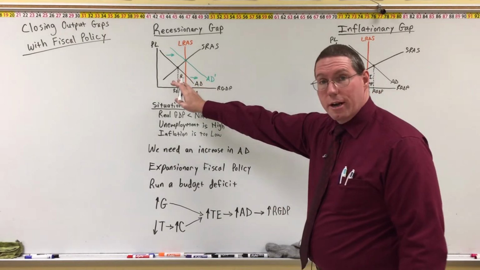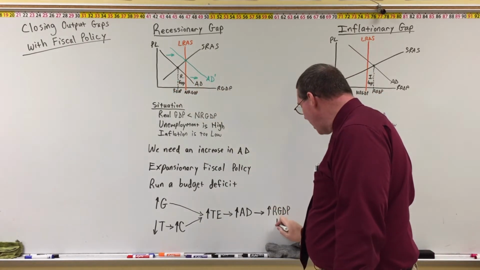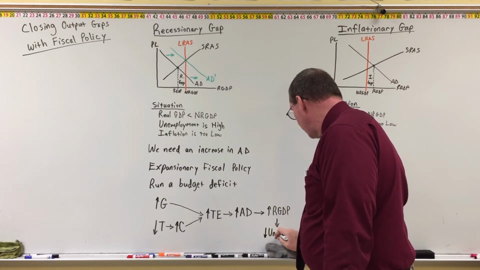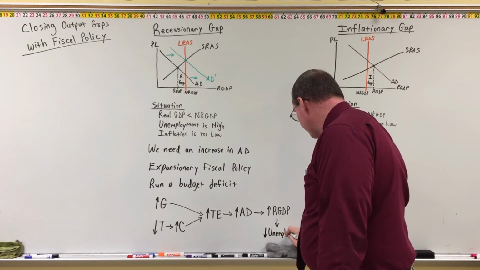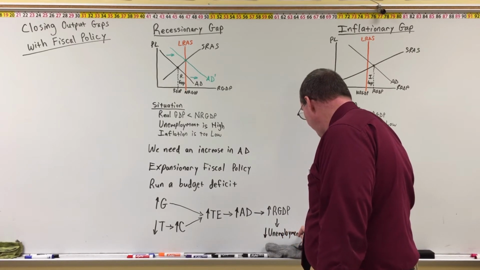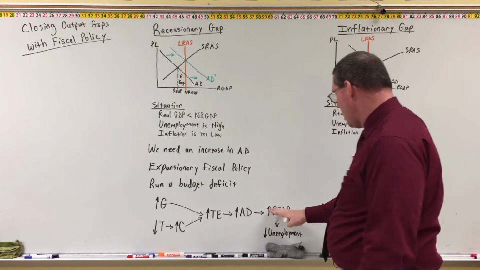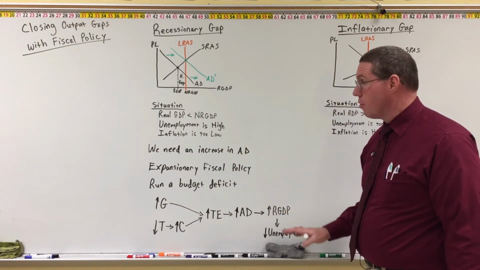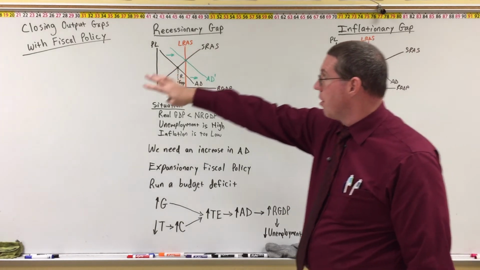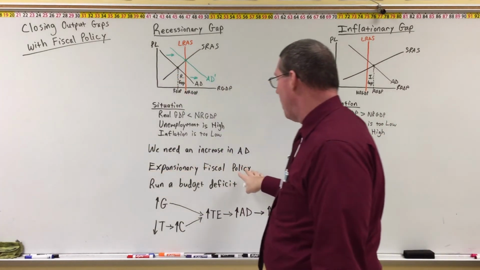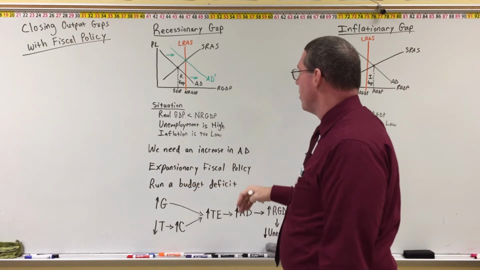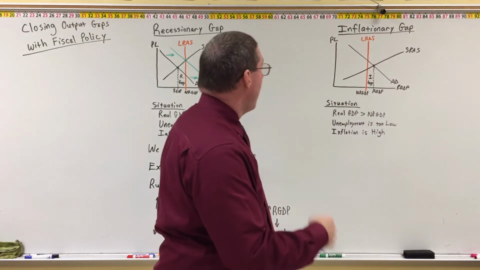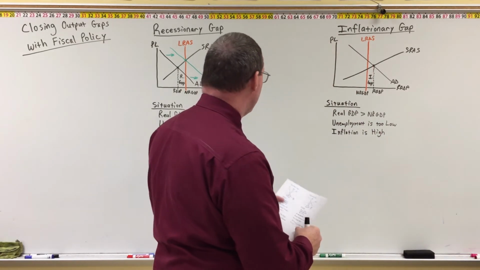Closing the recessionary gap and simultaneously decreasing unemployment. So now people have more stuff, they have more utility, and more people have jobs. And so as Congress comes to the rescue with expansionary fiscal policy by running a budget deficit, now everybody in the economy is a little bit happier. Okay? All right. Now let's look at how they close an inflationary gap.